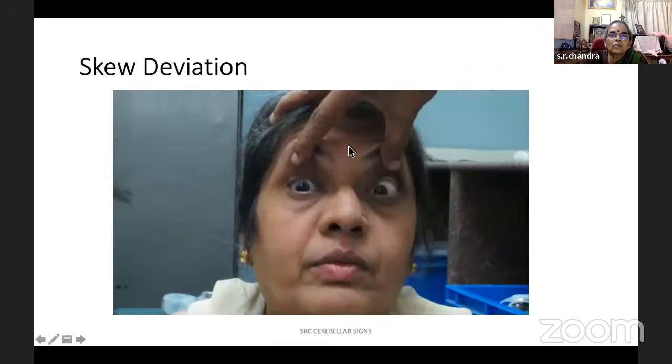So this is skew deviation. What is skew deviation? Skew deviation is vertical: this eye is down, this eye is up. So vertical disconjugation of the eyes due to a supranuclear cause. That is called skew deviation. Vertical disconjugation of the eyes due to a supranuclear cause, skew deviation.